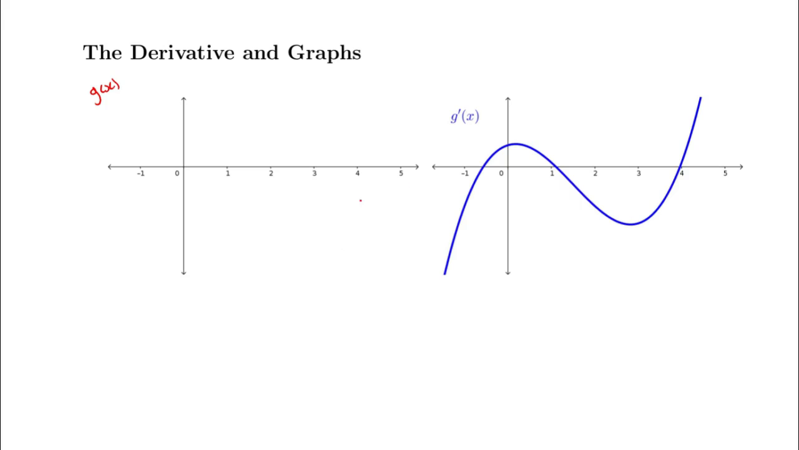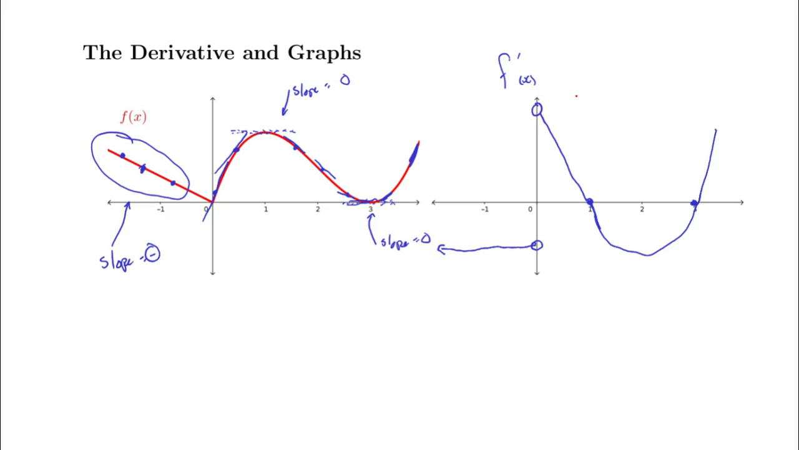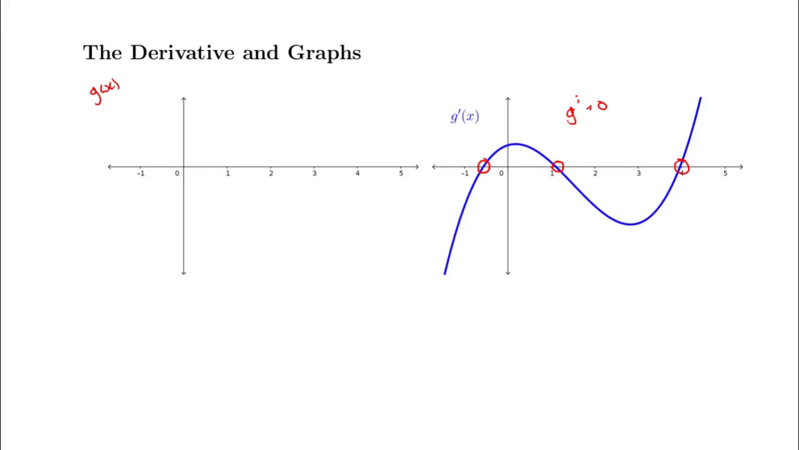All right, the first thing that I'm going to notice are these three points. These are three points where g prime is equal to 0. And in our last example, we found those by thinking about horizontal tangent lines. So I'm going to have horizontal tangent lines somewhere between -1 and 0, just after 1, and then right around 4.